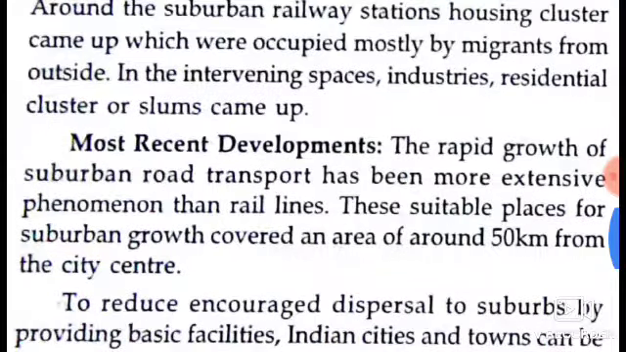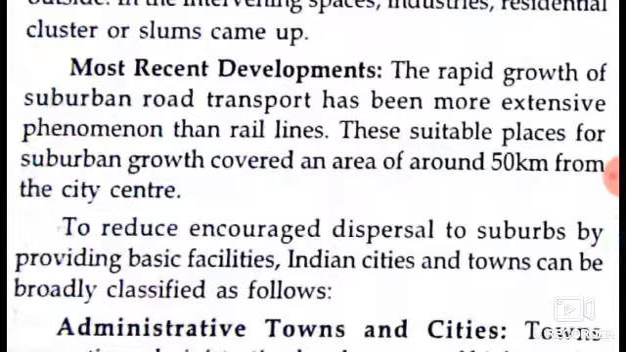The most recent development, the rapid growth of suburban road transport, has been a more extensive phenomenon than rail lines. Suitable places for suburban growth covered an area of around 50 km from the city center. Governments encouraged dispersal to suburbs by providing basic facilities.